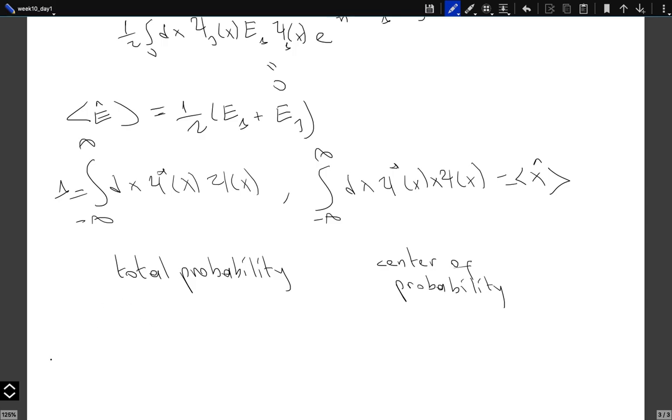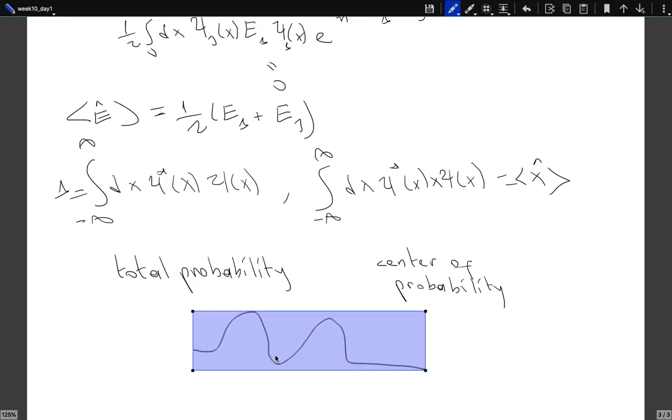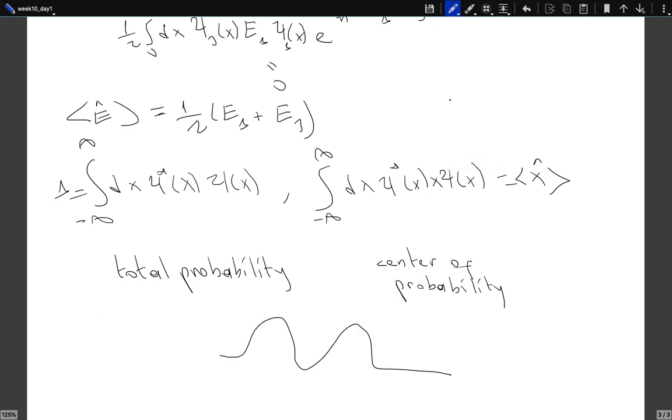You see, for example, your probability distribution might have such a shape. In this particular case, my particle is either somewhere over here or over there. The center of probability for this probability distribution will be over here. It's not the maximum probability. In fact, it's 0 probability.